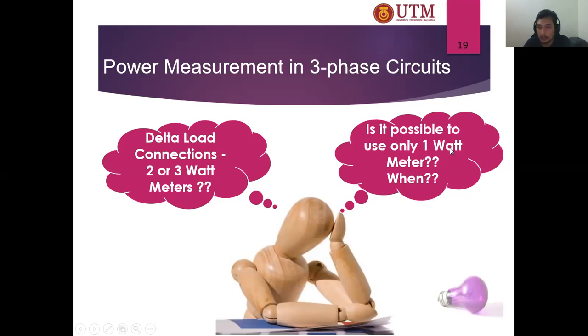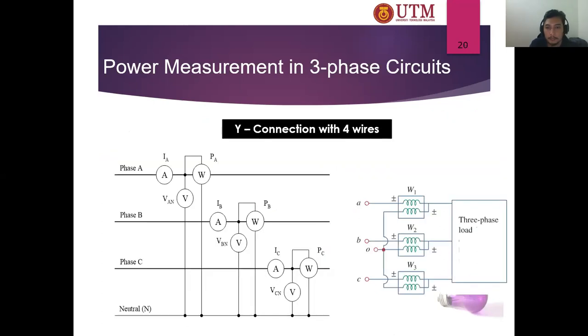Is it possible to use only one wattmeter? Yes, it is possible. How and when? It is when you are sure that the system is balanced. If the system is balanced, you can use only a single wattmeter to represent the power, and then multiply with 3. This is the Y connection with 4 wires. As you can see, we are using the 3 wattmeter method here. This is how it is connected.